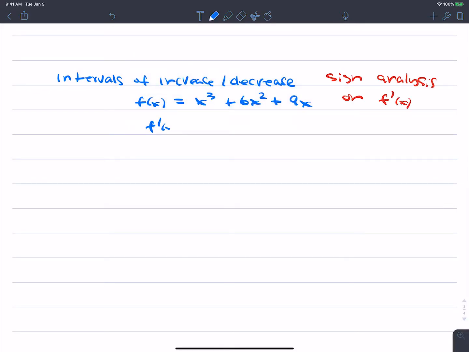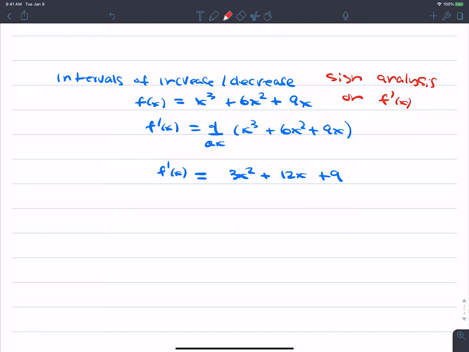At this point, you guys should know how to do these derivatives in your sleep. Is that right? Okay, I won't actually go through all that, just let you guys know this will be 3x squared plus 12x plus 9.